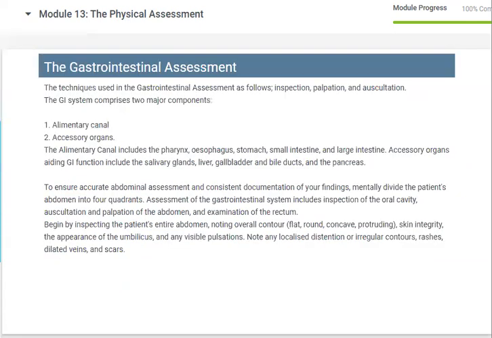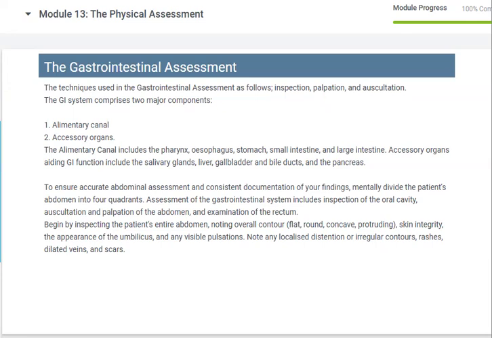The gastrointestinal assessment. The techniques used in the gastrointestinal assessment are as follows: inspection, palpation, and auscultation. The GI system comprises two major components: 1. Alimentary canal. 2. Accessory organs. The alimentary canal includes the pharynx, esophagus, stomach, small intestine, and large intestine. Accessory organs aiding GI function include the salivary glands, liver, gallbladder and bile ducts, and the pancreas.